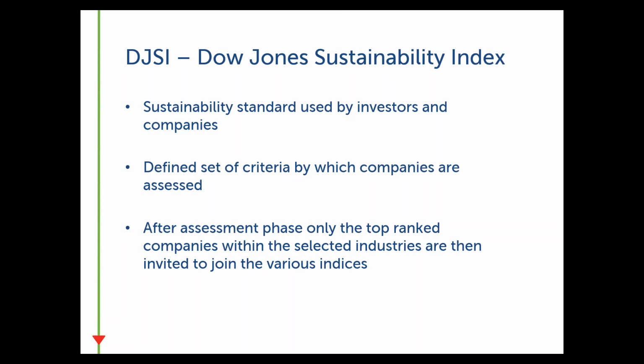There is a defined set of criteria by which companies are assessed. After the assessment phase, the top-ranked companies within the selected industries are then classified within the index. The process of joining DJSI requires strict guidelines and conforming to the corporate sustainability assessment set by RobecoSAM in the form of questionnaires. After these questionnaires are complete, companies can then be given a status depending on their scores.